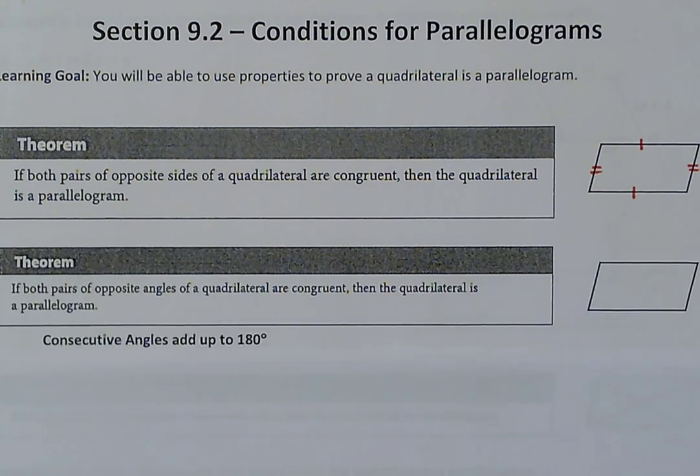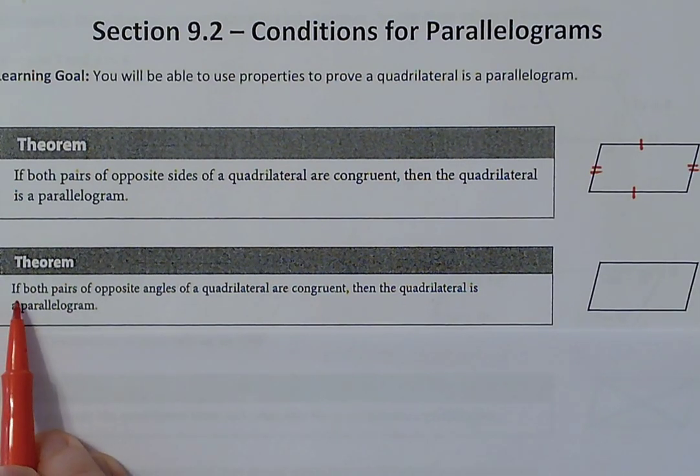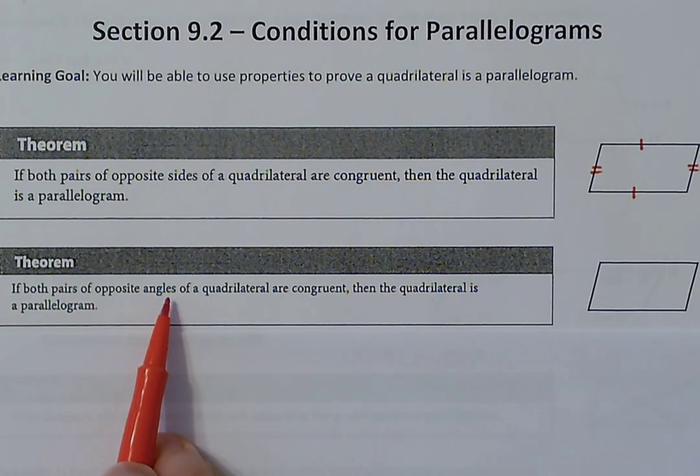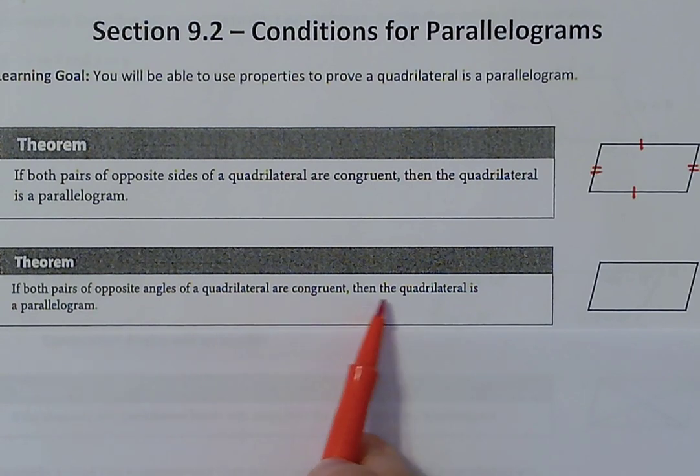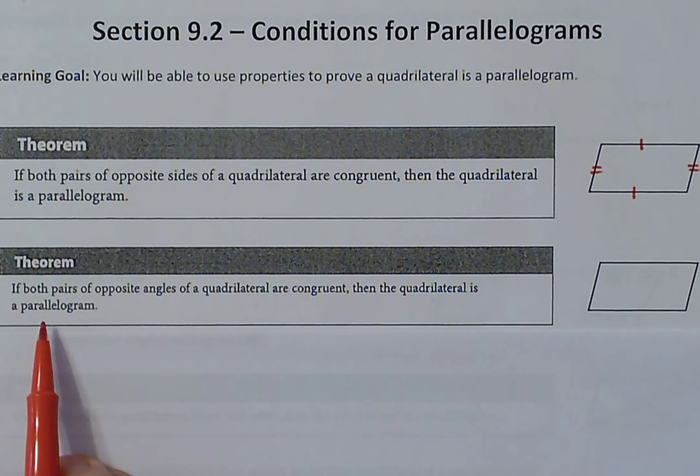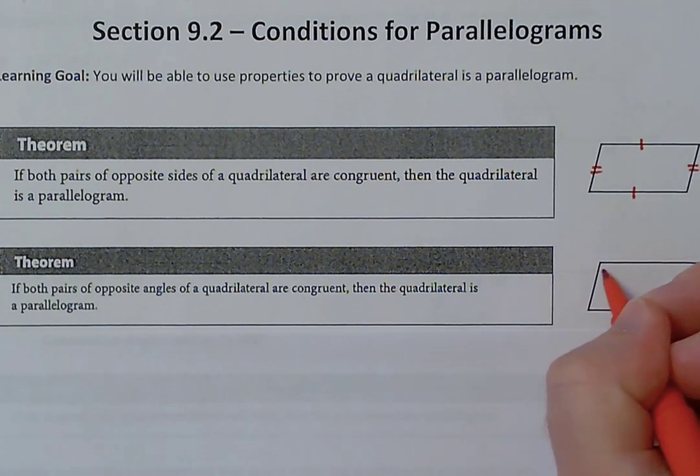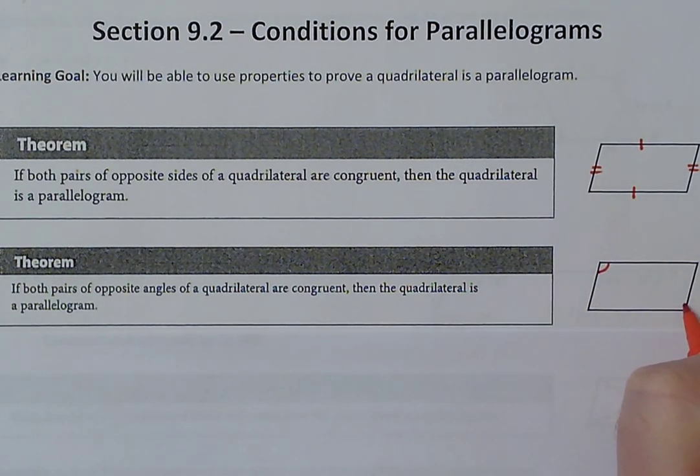It is the angles. So my second theorem states if both pairs of opposite angles of a quadrilateral are congruent, then the quadrilateral is a parallelogram. So that means if opposite angles are congruent, then I know it is a parallelogram. So if I know this angle is congruent to this one, and this angle is congruent to this angle, if I know both sets of those are congruent, then I know it is a parallelogram.